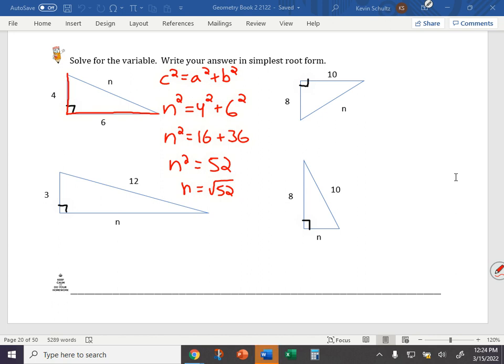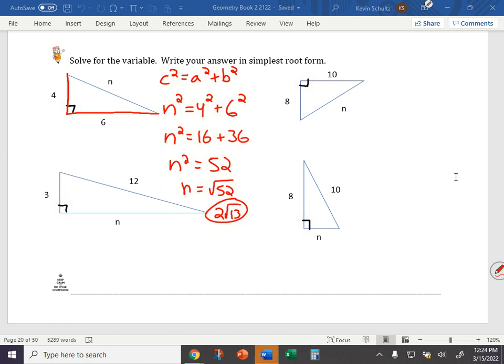Gino? Yes. How? Root 4 times root 13, which would give us the final answer of 2 root 13. That's it. There you go. Okay.